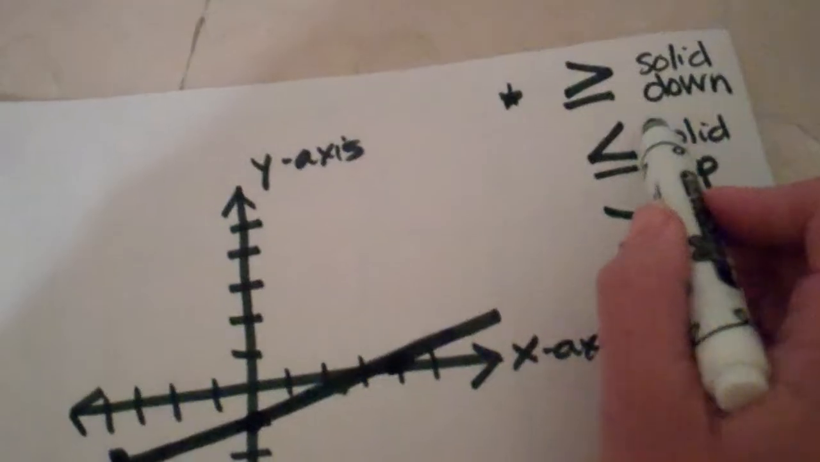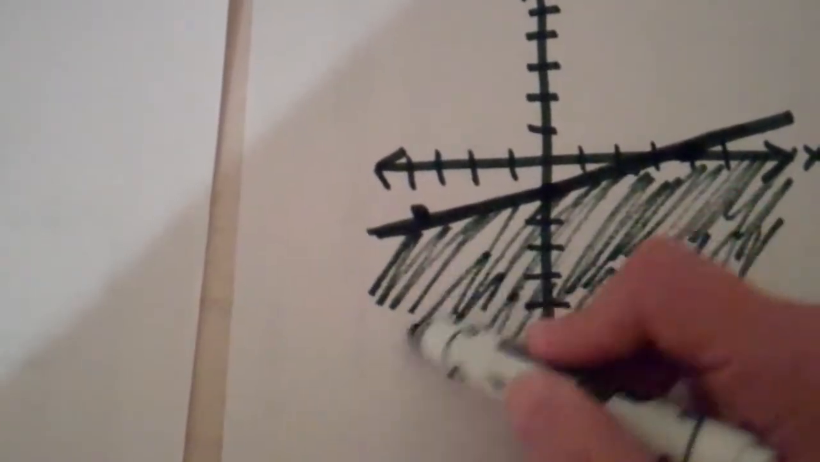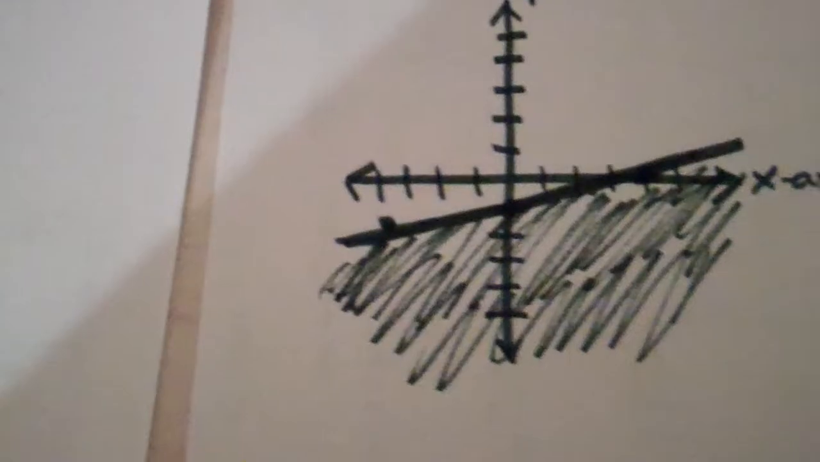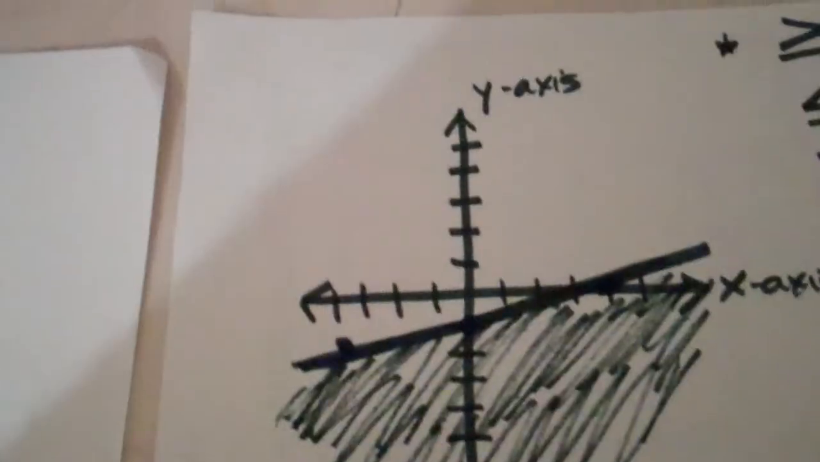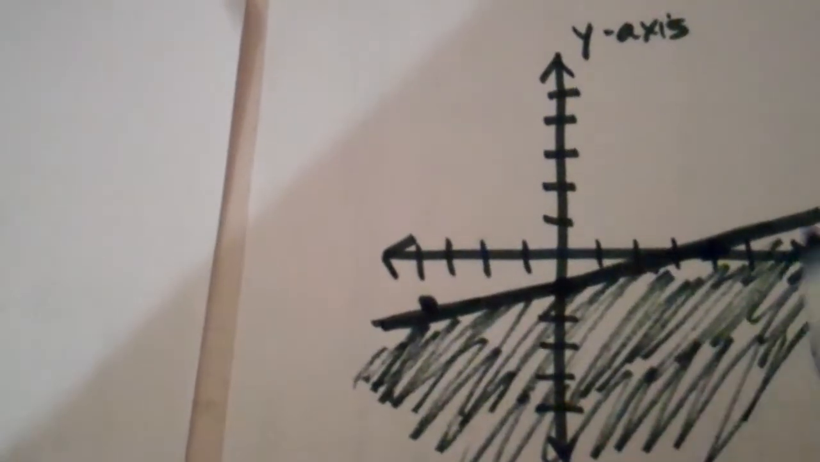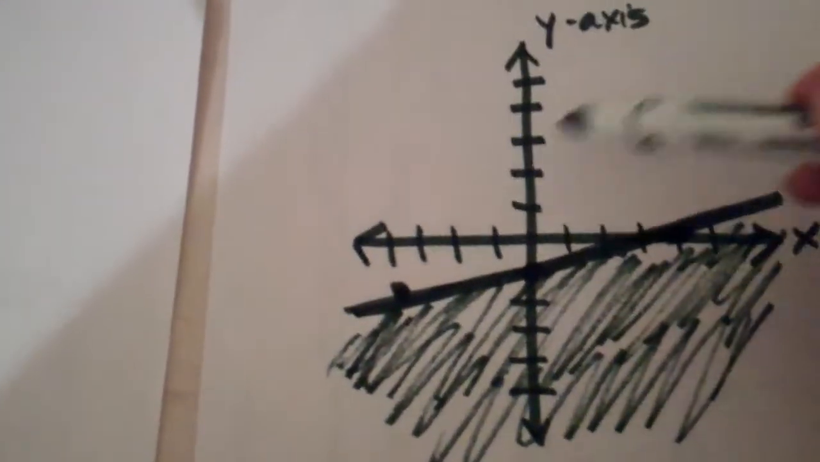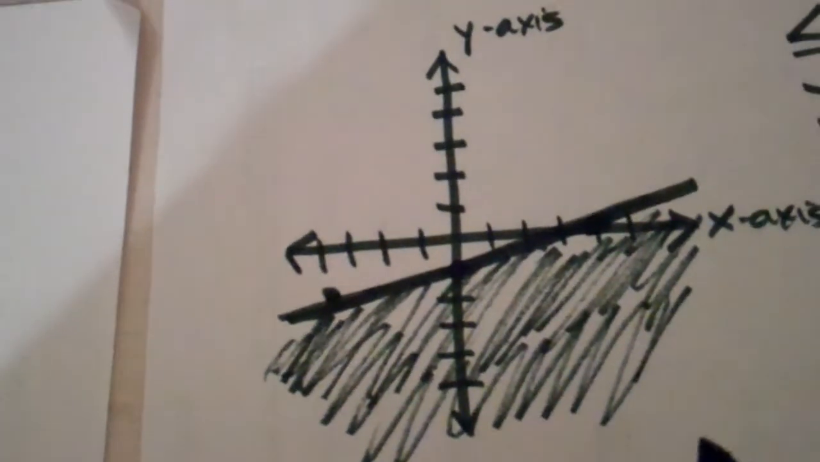and I am shading it, as I said, down or below. So I'm just going to do a bit of shading. It doesn't have to be perfect, but enough to know that it's below the line. And pretty much what that means is anything in the shading and including the line is a solution to this inequality. Anything above the line that is not shaded is not a solution to the inequality.